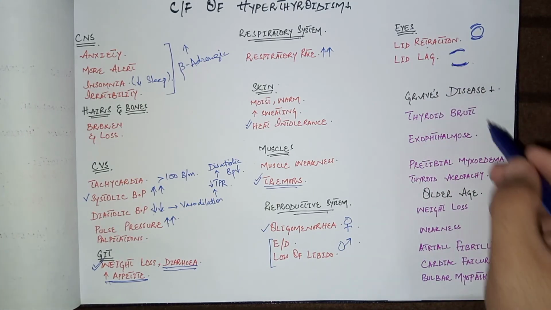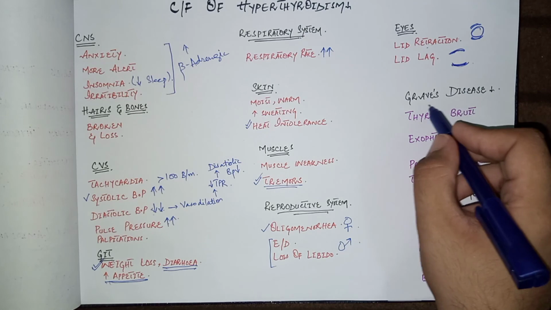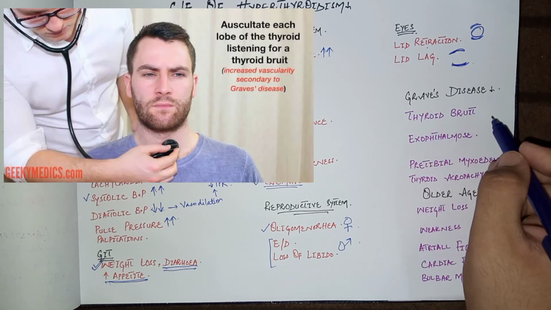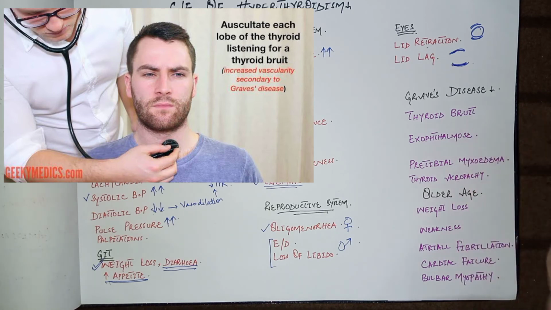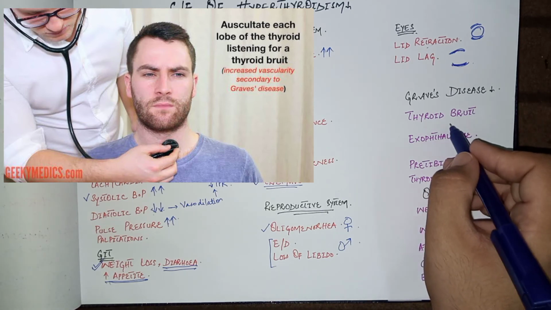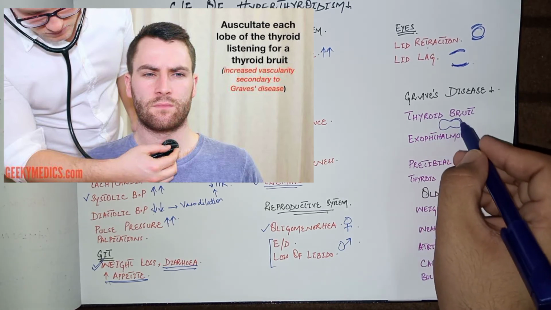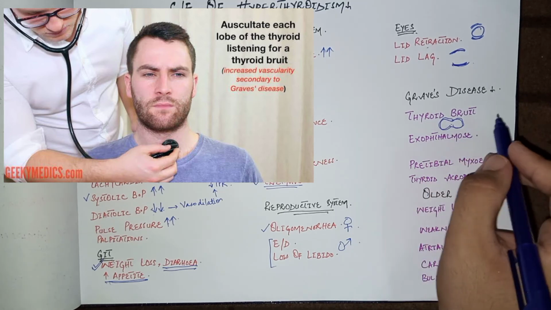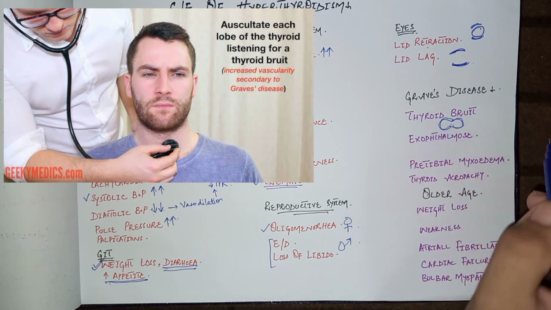Among the clinical features which are classically important in Graves' disease, there is a thyroid bruit. In the thyroid bruit, due to the increased vascularity of the thyroid gland, a doctor can hear the sound in the stethoscope by auscultating the thyroid gland.